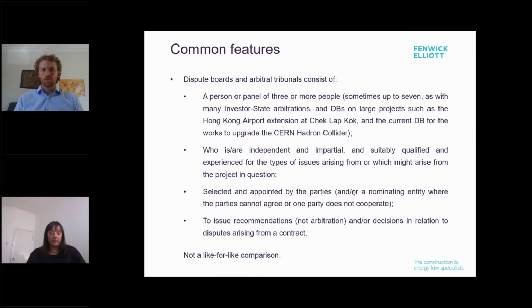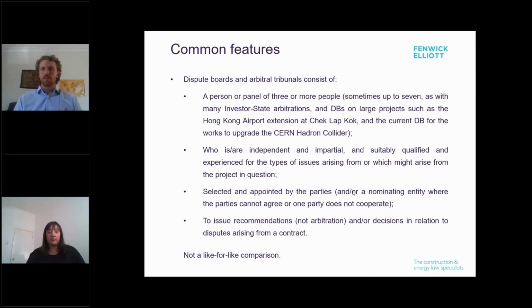Dispute boards and arbitral tribunals share a number of common features. They both consist of a person or panel of 3 or more people that is independent, impartial, and suitably qualified and experienced, is selected and appointed by the parties to issue recommendations in the case of DBs only, and/or decisions in relation to disputes arising out of contracts.